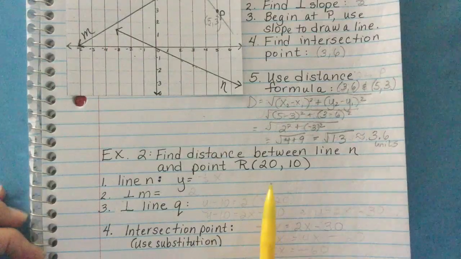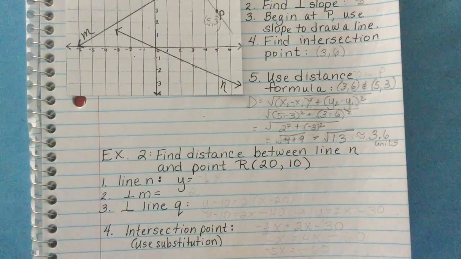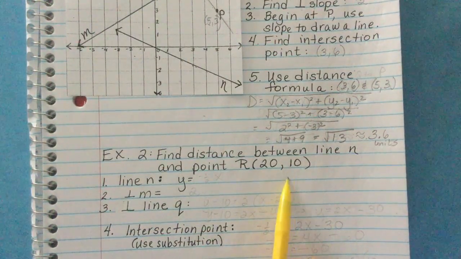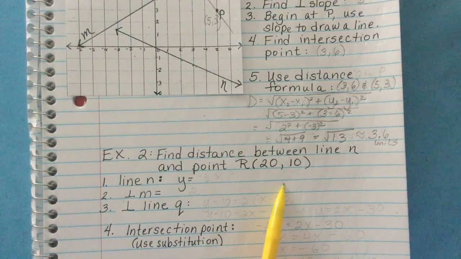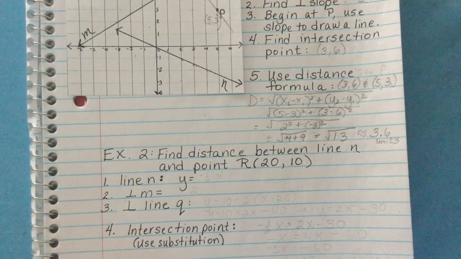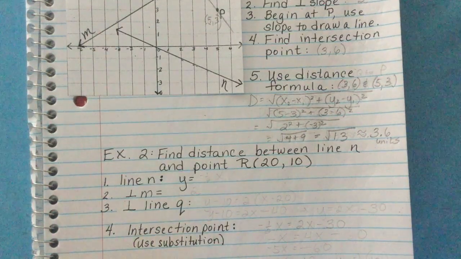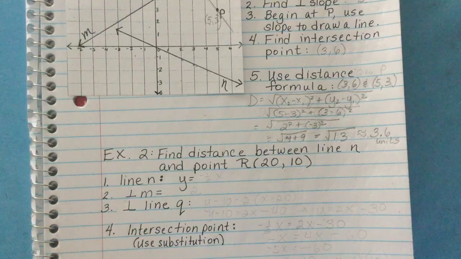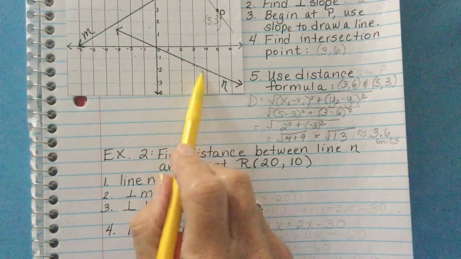So what I want you to be able to do is to find the distance without being able to graph that point. I don't want you to be able to just graph it. I want you to use the two equations and a system of equations. So let me go through that process with you. First of all, we need to write the equation of line N.